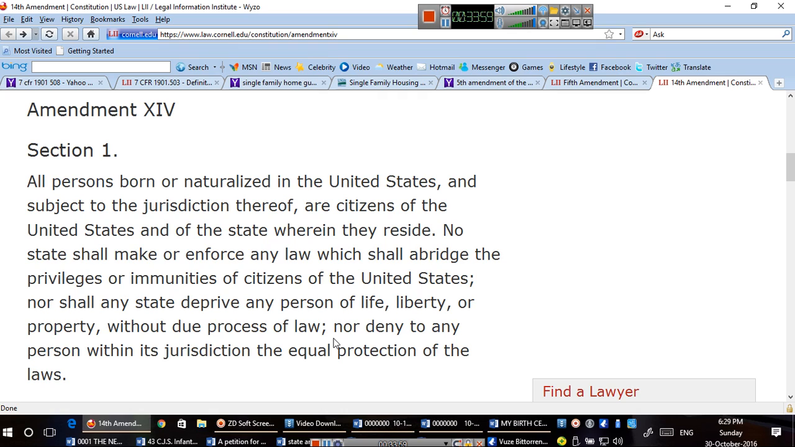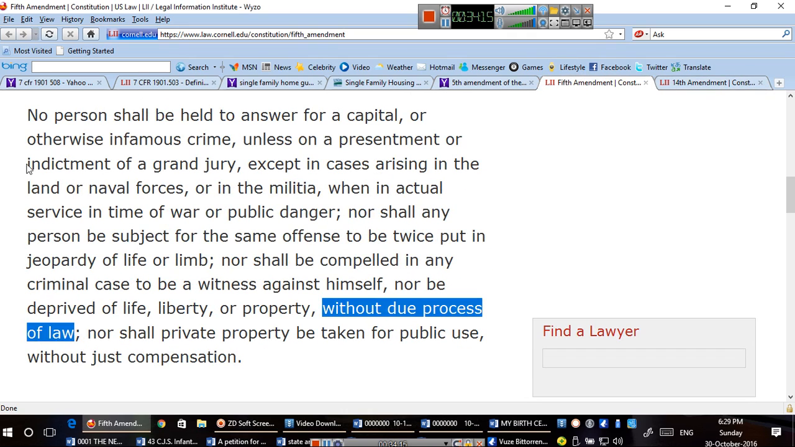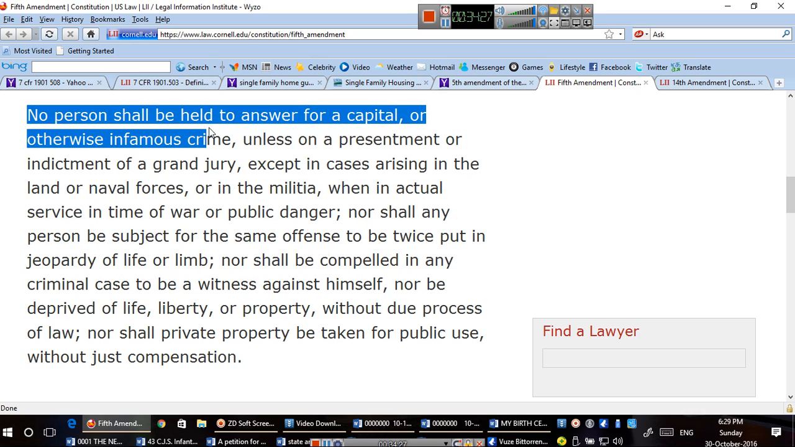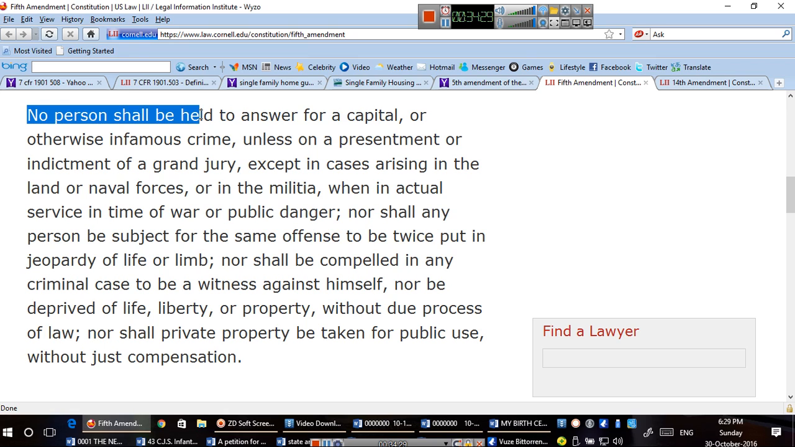If they needed to amend the amendment, there is a process for it. See, due process. But here, they put due process here because it doesn't apply to the people that are talked about here. It's two different groups. Now, pay attention. No person shall be held. Okay, no person. That includes infants.